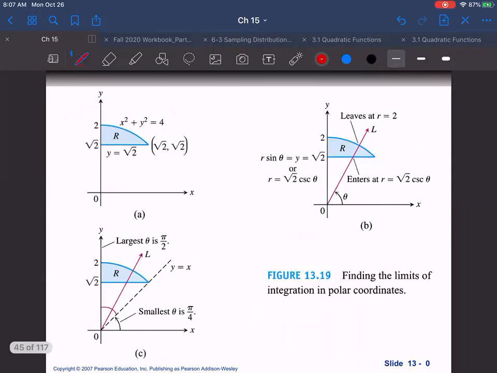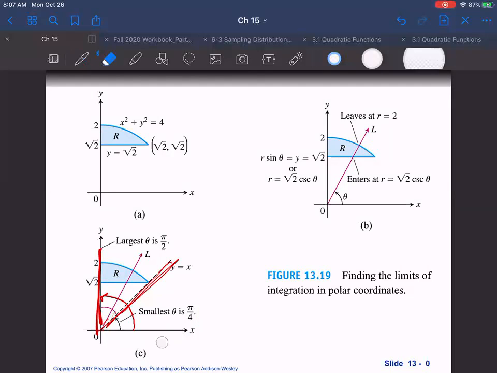So it's pretty simple from there to find the limits of integration. It's very similar to what we've done before. You look at when you enter and exit the function, and then you also have to look at what angles you're going through. If you look here, you can see that the smallest angle you're starting at is pi over 4. That's this angle right here. And then it's rotating around to pi over 2, the largest angle you go to. So that's what you're going to integrate theta across, what angle you're actually traversing.